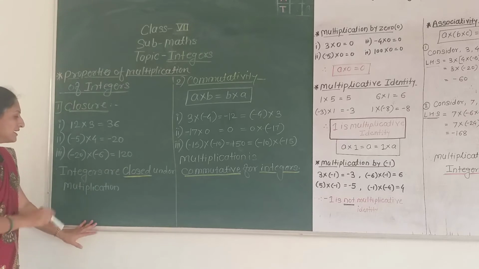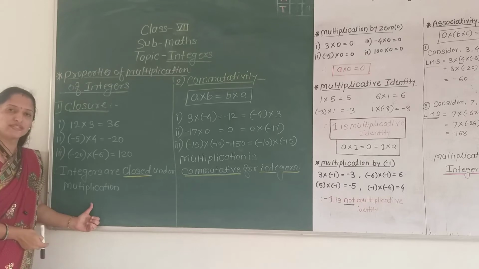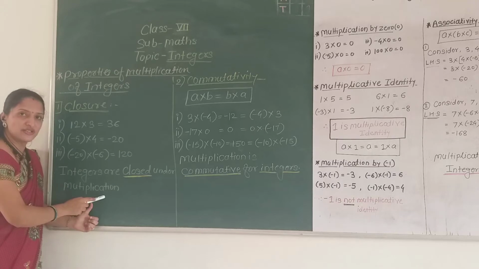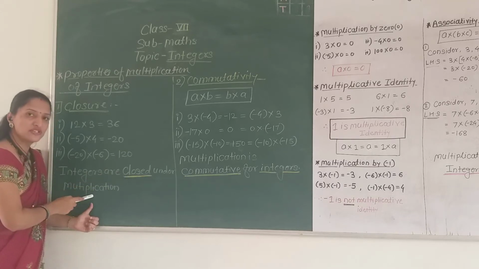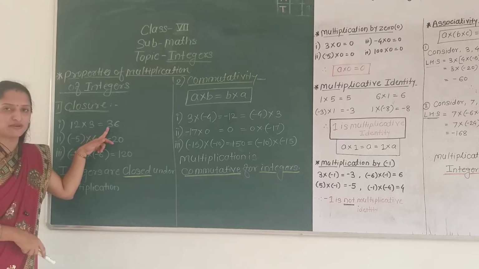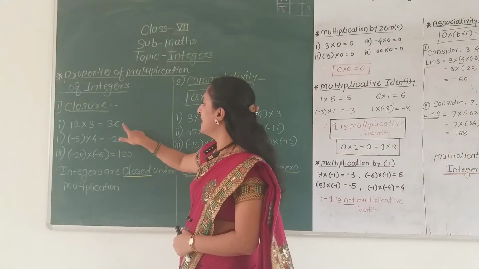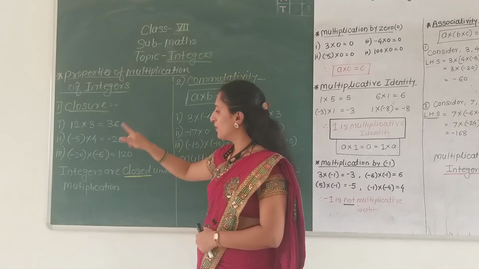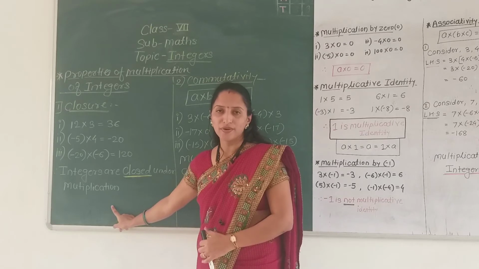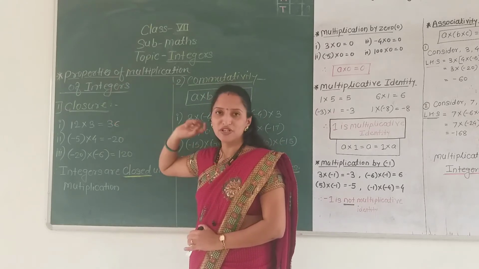So what do we say? Integers are closed under multiplication. Why are they closed under multiplication? Since the product of two integers is also an integer. When we multiply two integers, again we get an integer. Therefore, integers are closed under multiplication. Do you understand the closure property of integers for multiplication?